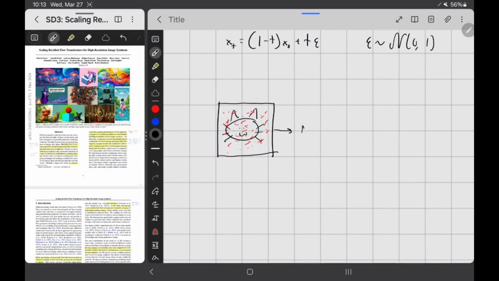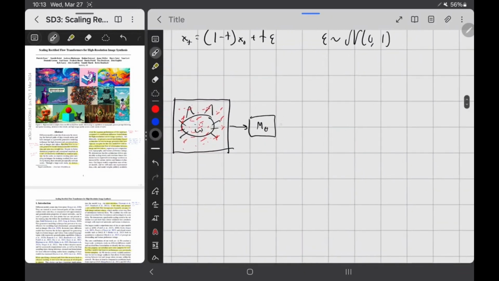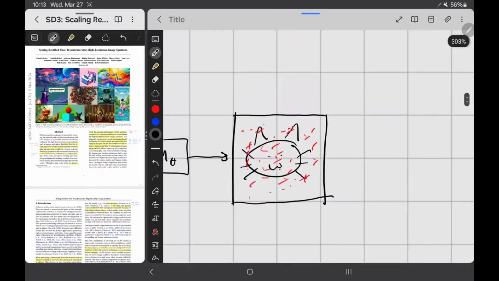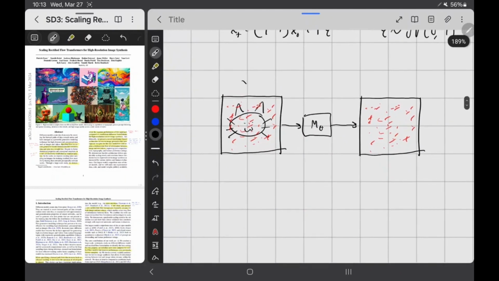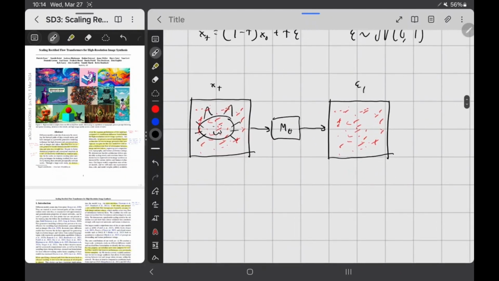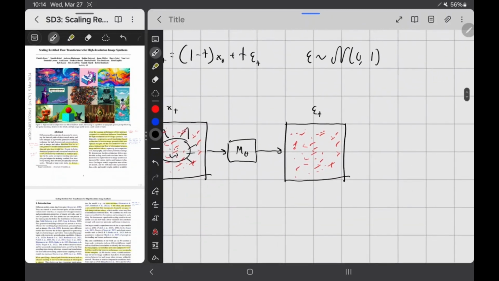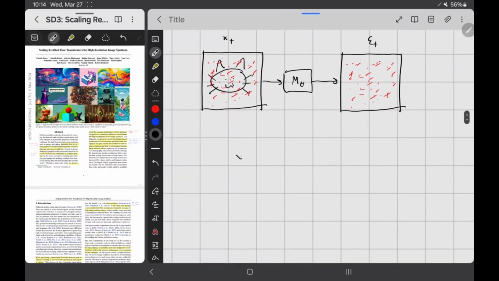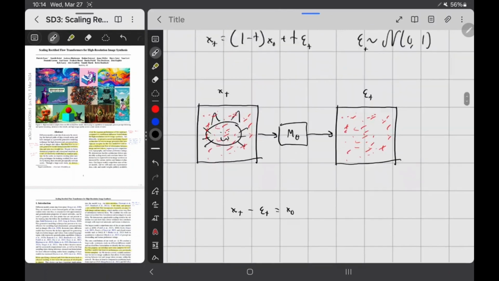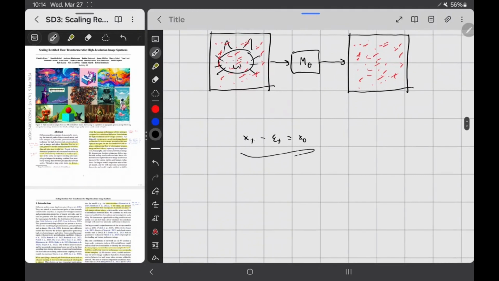We feed this through our model, say m theta, and the model will give us all the noise in the data. So if I remove all the cat, like this, then it will give us all the noise. So this is x sub t, and it'll give us epsilon t. And that's just all the noise. And what we can do is take xt and subtract epsilon t, and it'll give us x0.